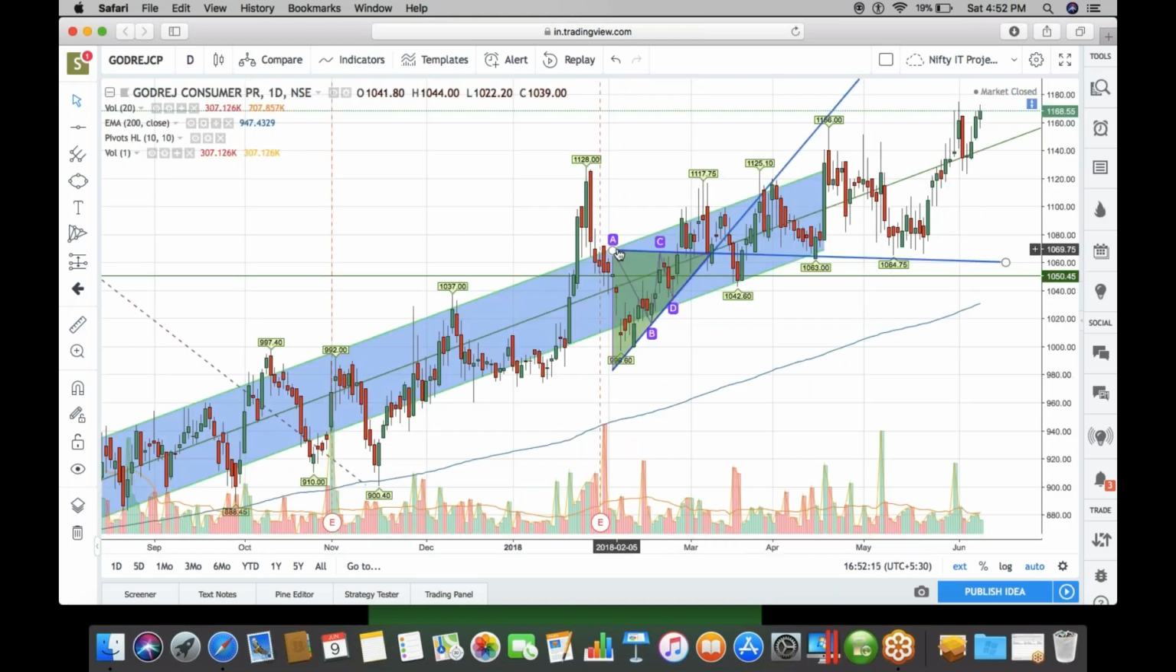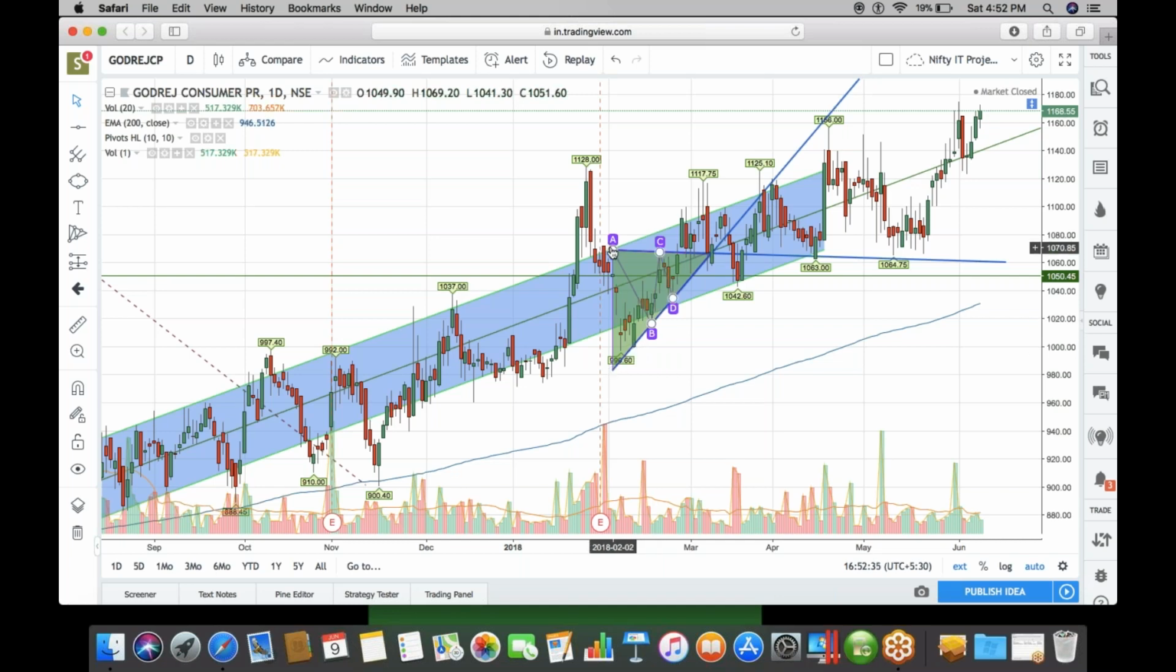This is again an ascending triangle. Okay, see this. The prices have reached this point, point A. They have come down to this point.